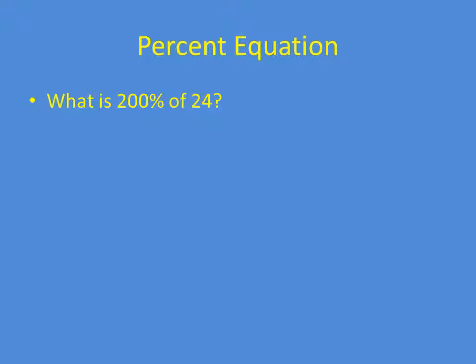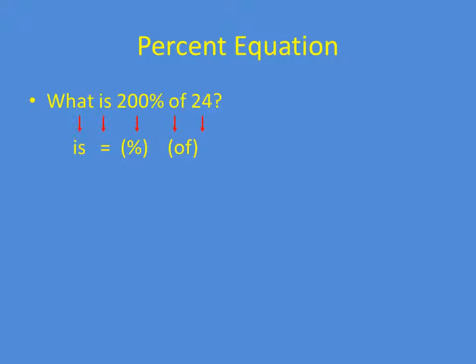Let's try one more before we head on to some application word problems. We want to figure out what is 200% of 24. Now you have to stop and think about when we change a percentage to a decimal, this one's going to look just a little bit different. Here's my equation, is equals percent of. We should use it every single time so we can set them up correctly.